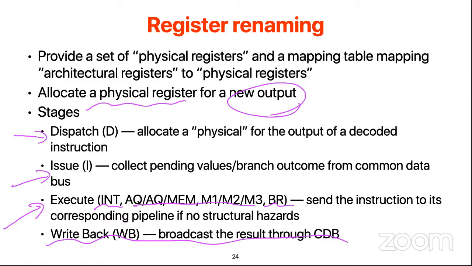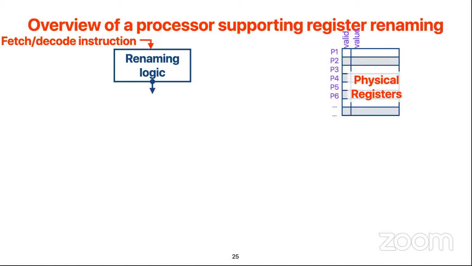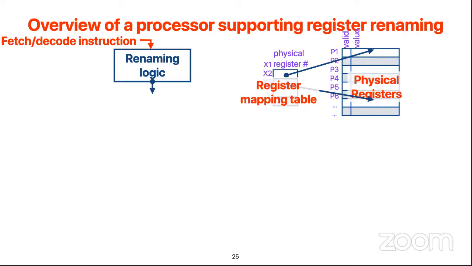So right now, let's look at that. If we have register renaming, how are we going to execute on the processor? This is the overview of a processor supporting register renaming. You still have the fetch and decode of the instruction, and that's the front end. After you fetch and decode the instruction, you go to the renaming logic. The renaming logic is trying to allocate physical registers to architectural registers. So you will have a register mapping table that points to different locations in the physical register file.